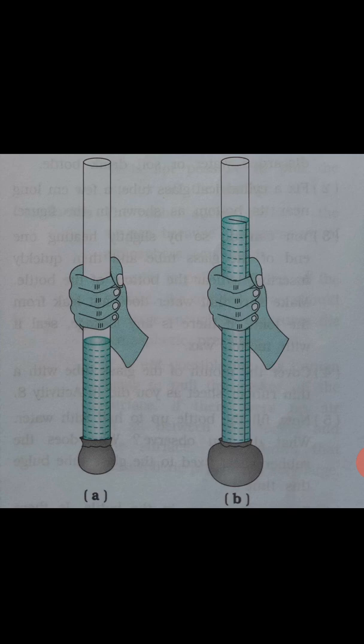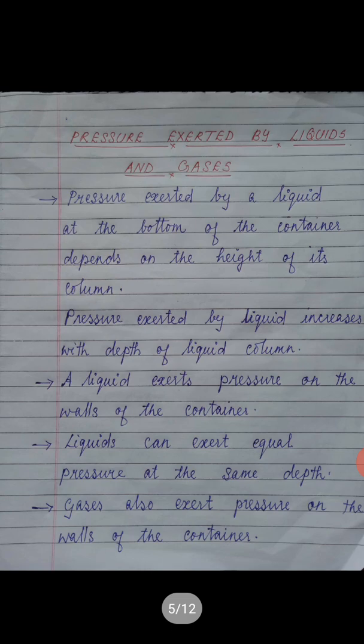See how much it is bulged in the second case. It is more than that of the first, as the height of the liquid column is more in the second case. That means the pressure exerted is more, as the height of the liquid column is more. Clear to you? Now, the second point.